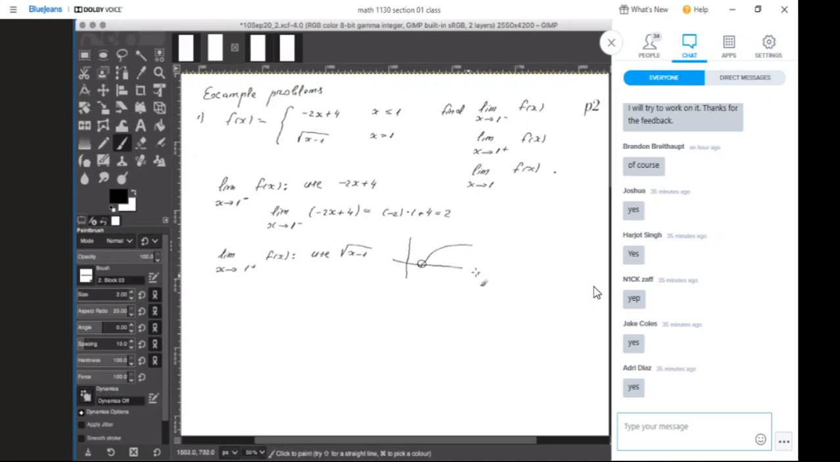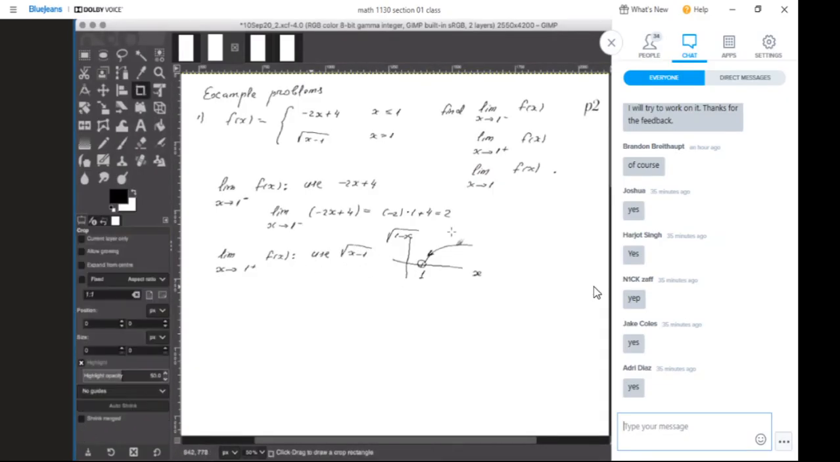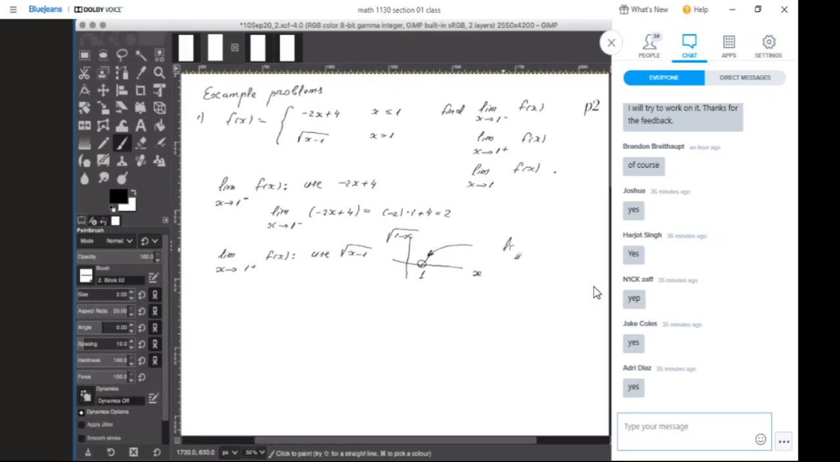This is x, and this is the square root. So we approach this point from the right. The closer we get to x equal 1, the closer we get to the value of this function. And what is the value? You input 1 for x, so you get negative 2 times 1, and then plus 4 equals 2. Why are we inputting positive 1? Because it's not negative 1, it's 1 negative. The negative means what way it's approaching from.